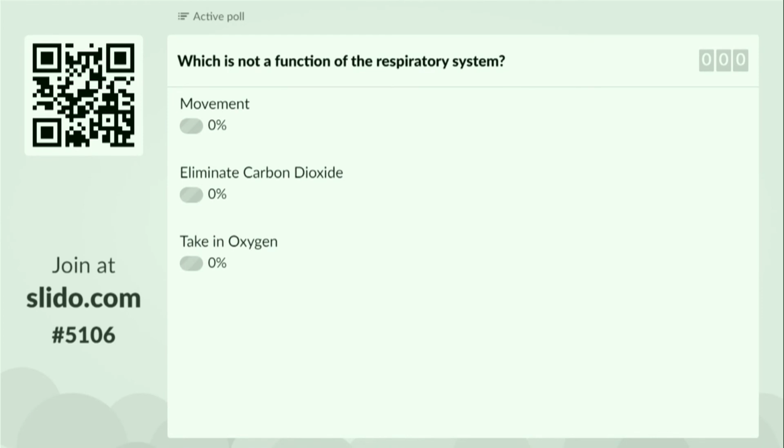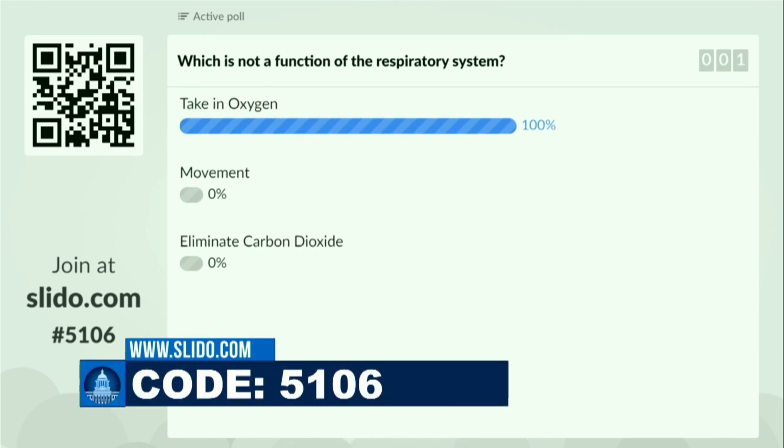Our first question today: remember, if you're on slido.com with the code 5106, the screen you're looking at should have the question that's on the board. The question is, which is not a function of the respiratory system? Go in and pick what you think is not a function, keyword there. Okay, there we go. We have one answer. Let's see if we can get a few more.